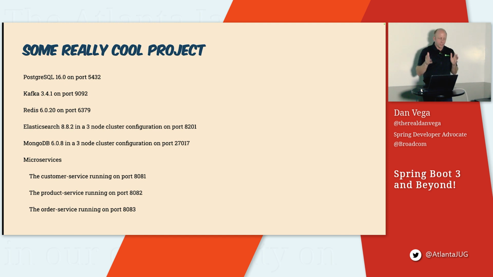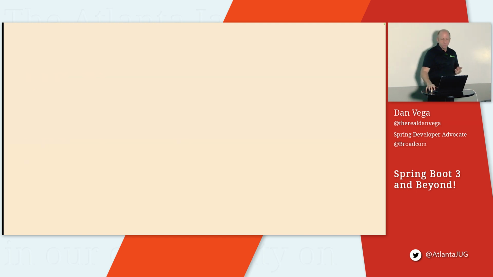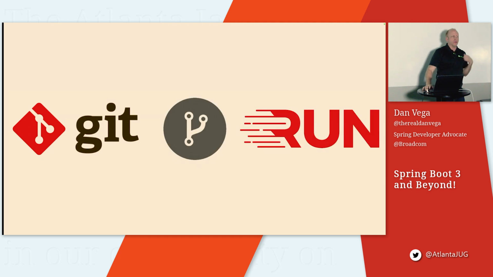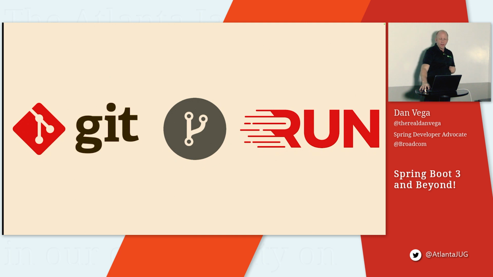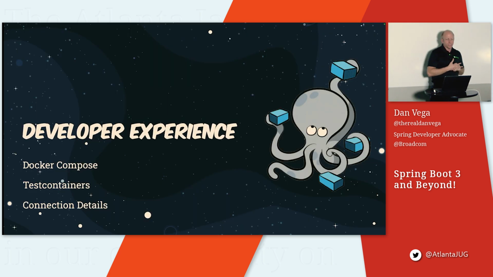So what we're trying to do is get away from this long README setup doc to more of a, I just want to git clone and run your project, right? I don't want to have to set up all these dependencies. And this is where some of the developer experience comes in with Docker Compose, Testcontainers at dev time. And this all revolves around this interface called the connection details.